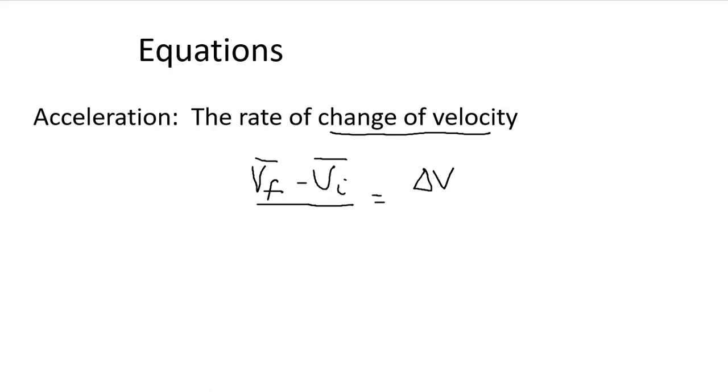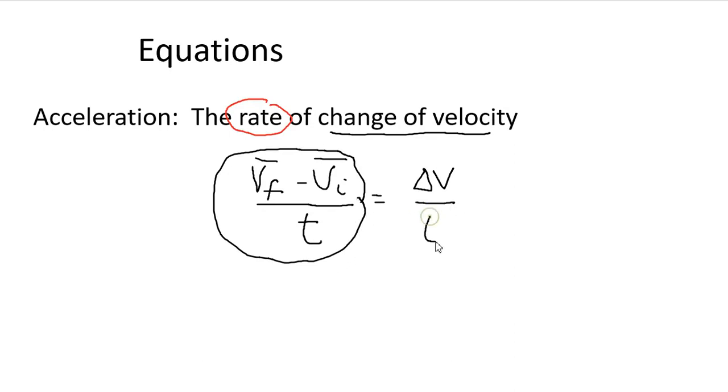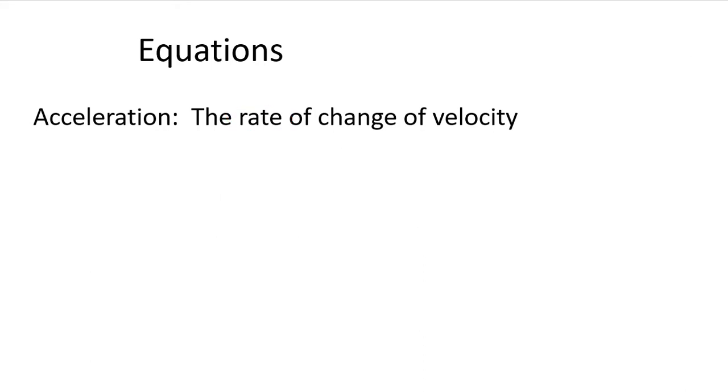But it's more than that. It's the rate of change. So not only do we care about how much the velocity changes, but we care about how fast that change occurred. So if we want to factor in the time it took for that change to occur, we divide by time. So there is our first equation: change in velocity over time equals acceleration. Okay, so that one comes right from the definition.